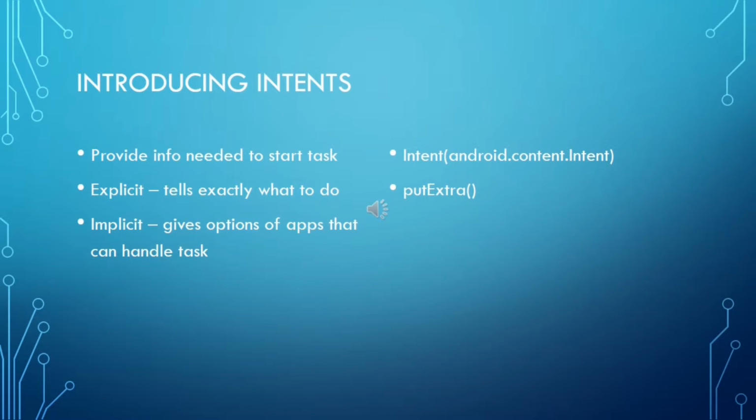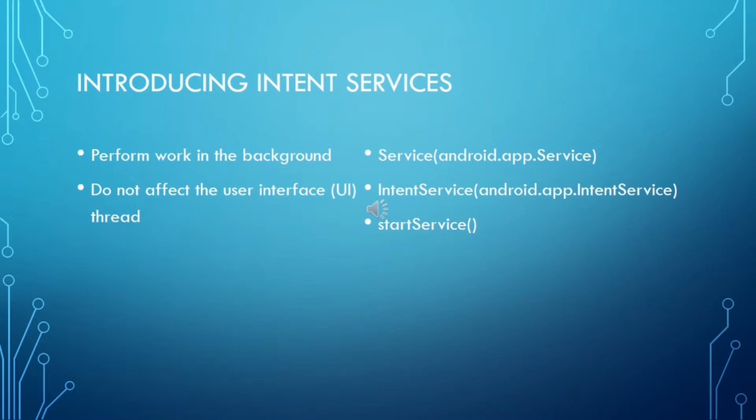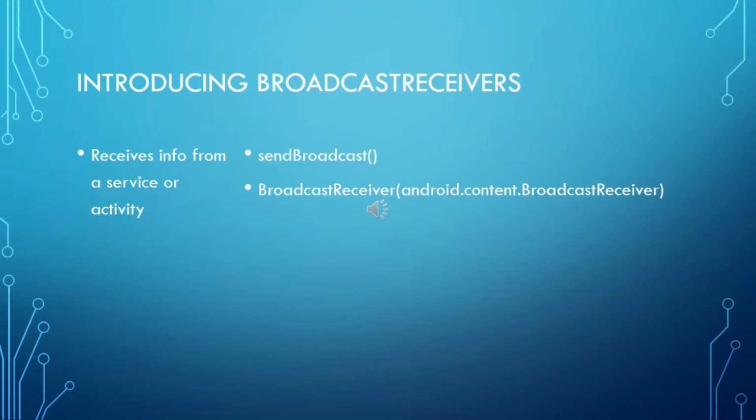Intents provide information needed to start a task. Intents can be either explicit, telling exactly what to do, or implicit, giving options of apps that can handle a task. IntentServices do work in the background and do not affect the user interface or UI. Broadcast receivers receive information from the sendBroadcast method sent from a service or an activity.